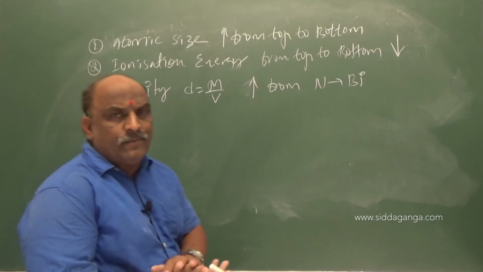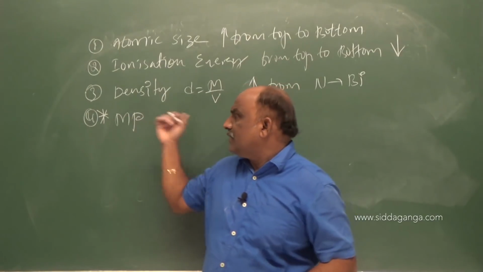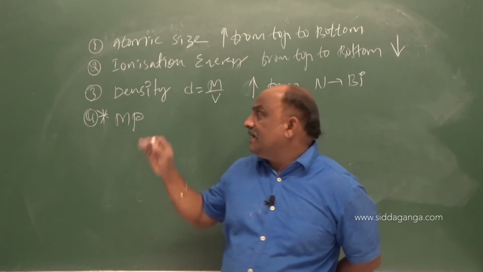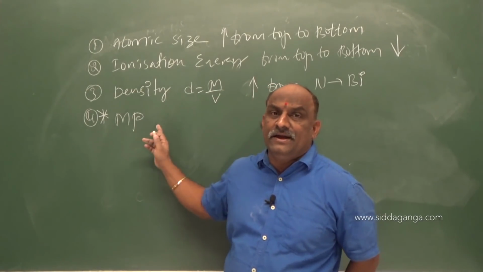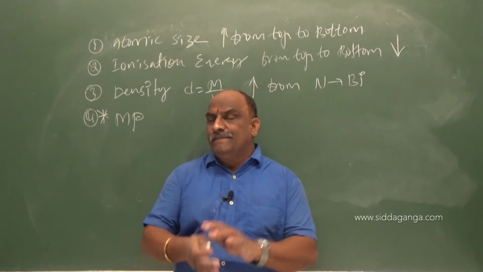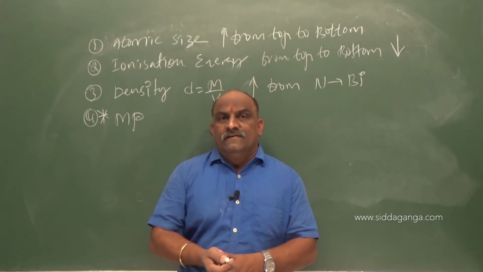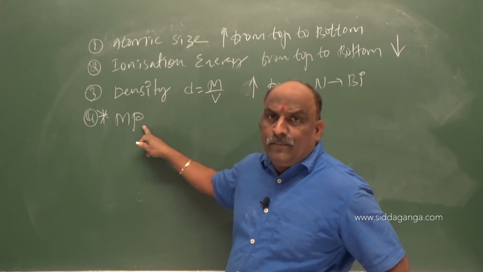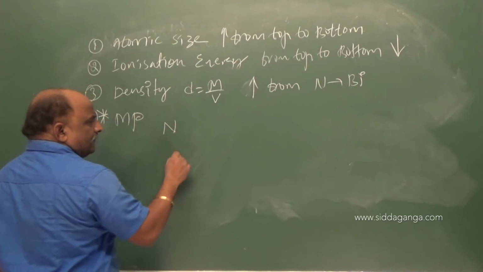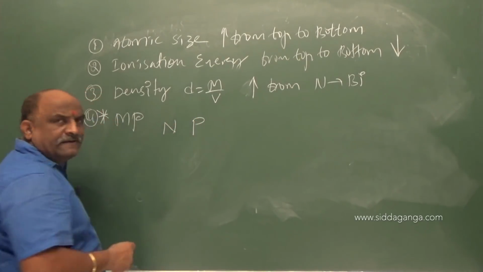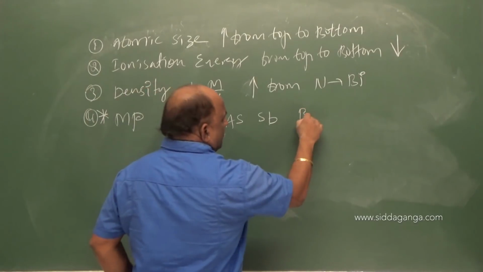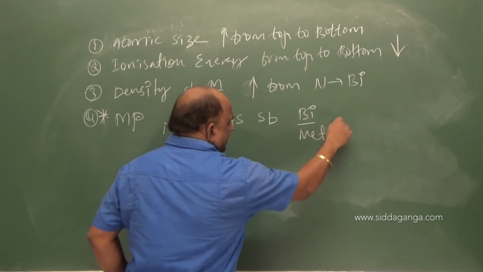The fourth one is melting points. This is a very important point from a competitive point of view. The melting point factor can be explained in the form of packing efficiency. We know that in the solid state, metals are closely packed, more efficient; slightly packed, less efficient. We already know that nitrogen and phosphorus are non-metals, arsenic and antimony are metalloids, while bismuth is a metal.